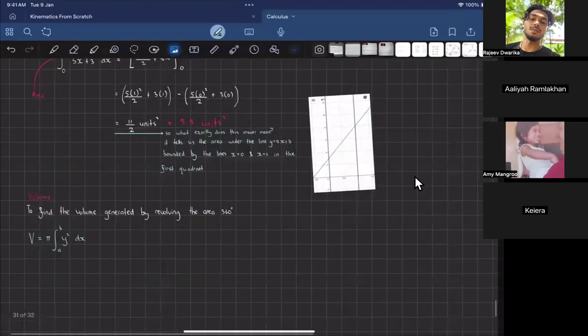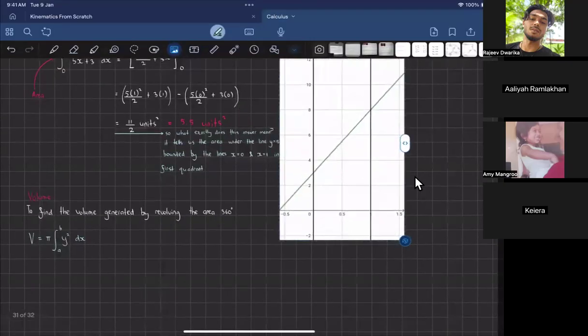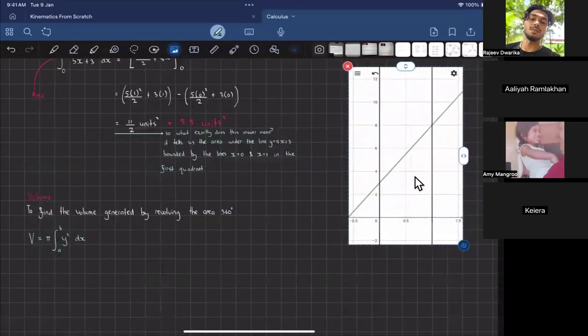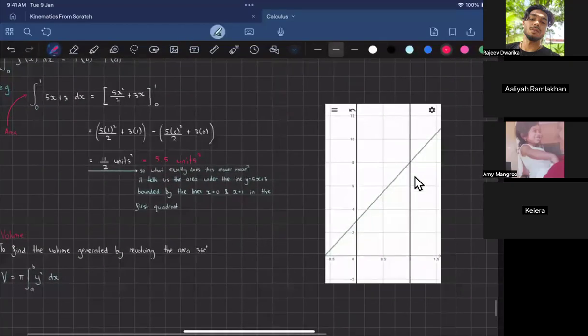All right, so I have a graph here. Which line here is the line y is equal to 5x plus 3? First of all, tell me that. Which line here is y is equal to 5x plus 3?